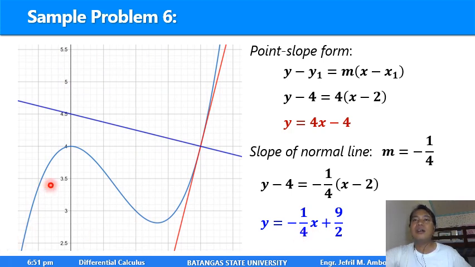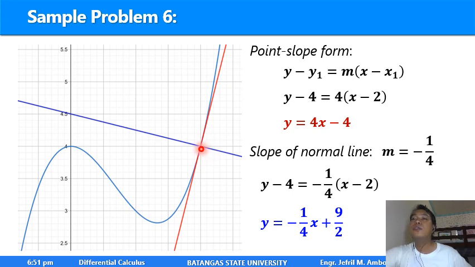Ayan. So this curve, this blue curve, is the given function. Yun yung x cubed. Samantalang yung red line, kitang-kita naman natin ay tangent dun sa given curve at this point. So itong point na to, yan ay (2, 4). Tapos yung y mo, ayun, 4. So ito yung (2, 4).